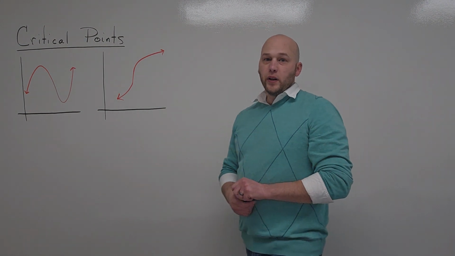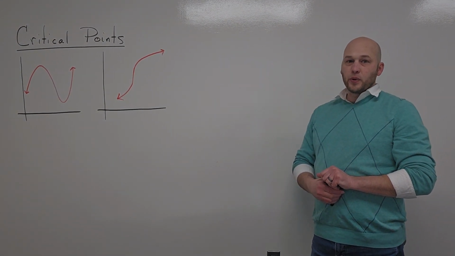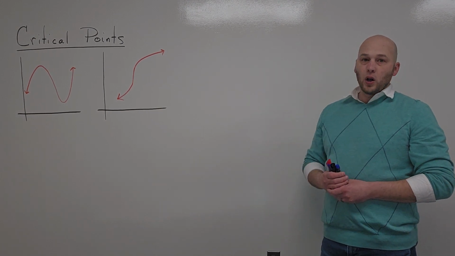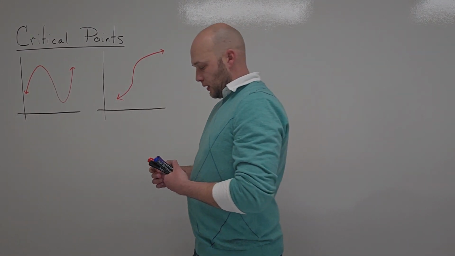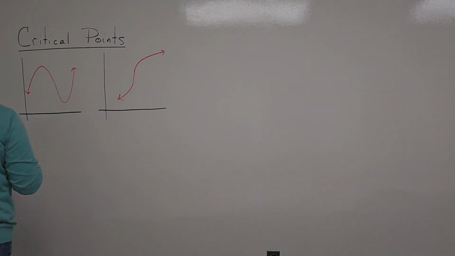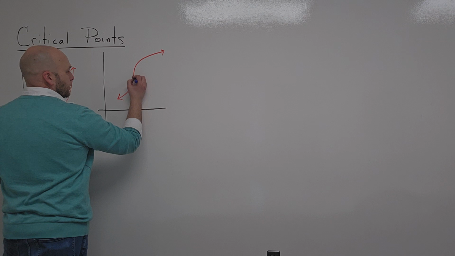Hi, I'm Professor Goins, and in this video I'm going to be discussing the concept and the procedure to find what are called critical points. A critical point on the graph is one of the following possibilities. So this point right here, this point right here, and this one over here has one right here.